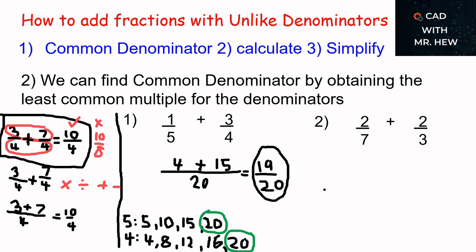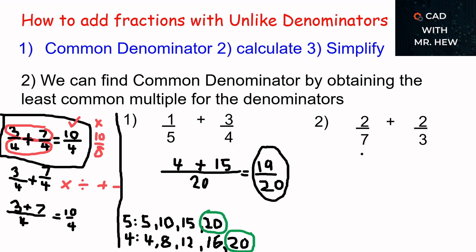All right, question 2 now. Question 2, we are also adding fractions and we examine the given fractions. So we have 2 over 7 plus 2 over 3, or 2 upon 3 plus 2 upon 7, as fractions. So we look at the denominators and we see that they are not the same.